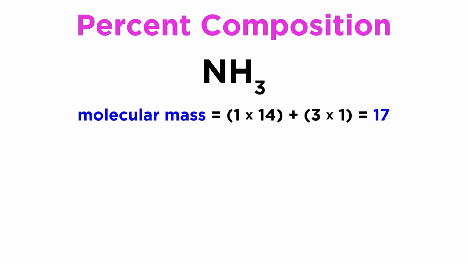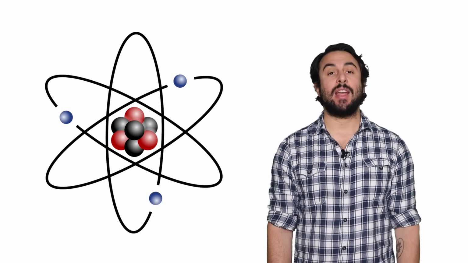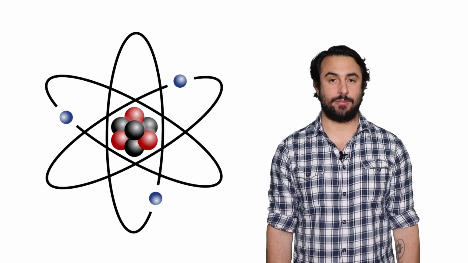With empirical and molecular formulas understood, we have to dive back into the atom and learn more about electrons. Precisely how are these distributed within an atom? This will be important to understand in order to discuss chemical reactions.